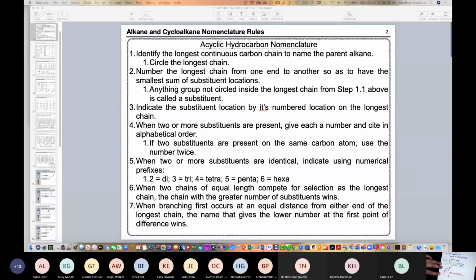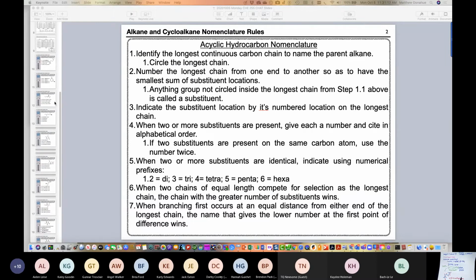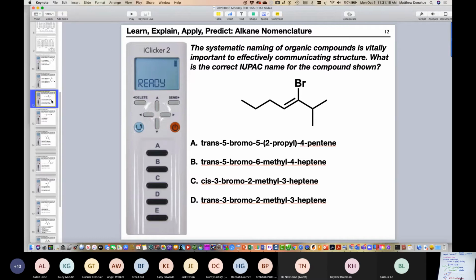The other thing I want to point out from this problem here, so the numbers, see these consecutive numbers, 2, 2, 7, the numbers are separated by a comma. When you get to the terminal number, that's where the hyphen occurs. 2,2,7, hyphen, substituent, parent. Any questions on that one?